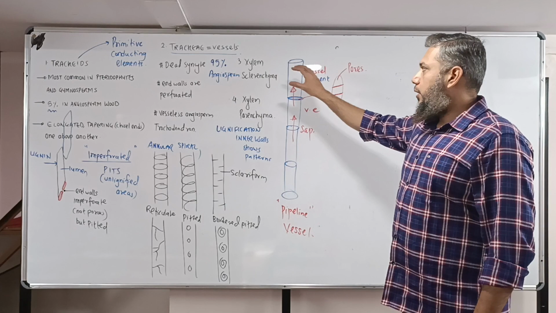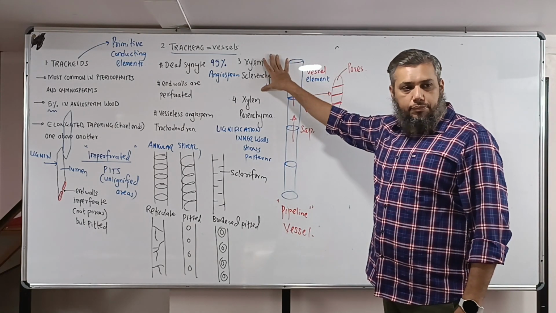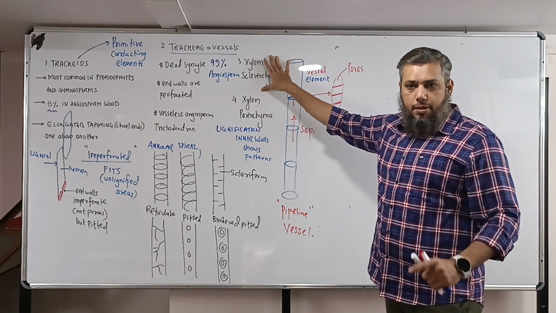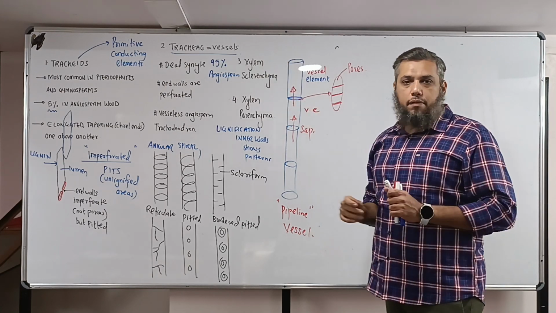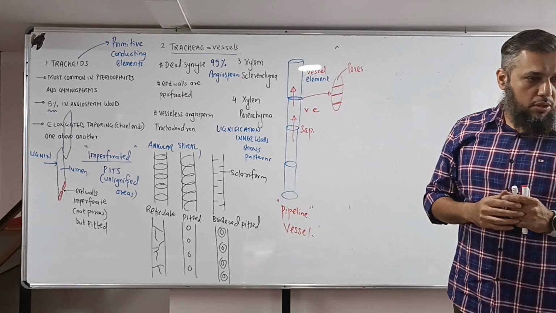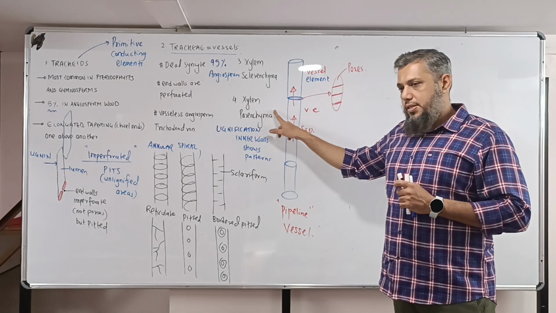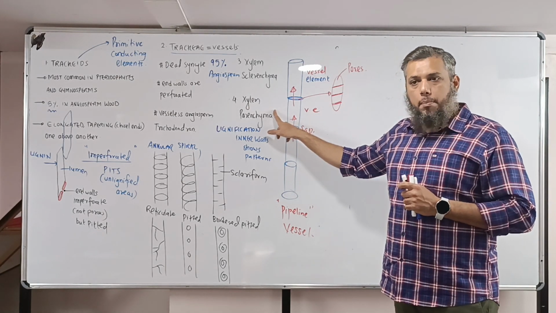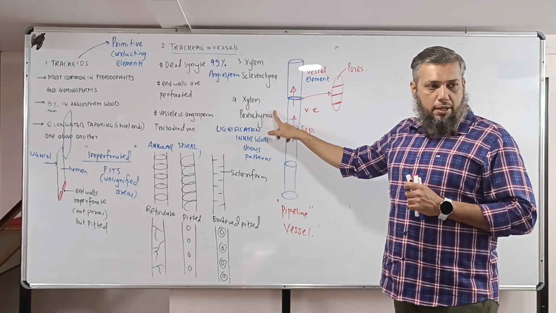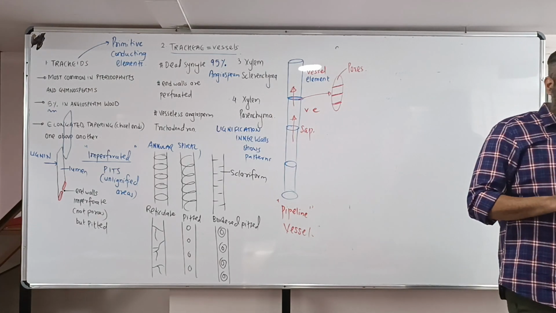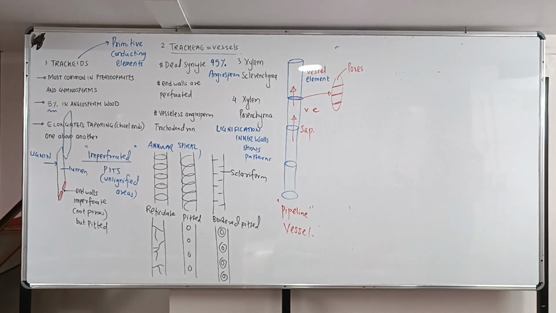Then to give mechanical support, you will have xylem fibers, which is nothing but xylem sclerenchyma, which you have studied previously. And for storage of tannins and resins, you have the living cells, that is called xylem parenchyma. So parenchyma in xylem will be called xylem parenchyma. Did you get my point, everybody? So this was the whole description about xylem.